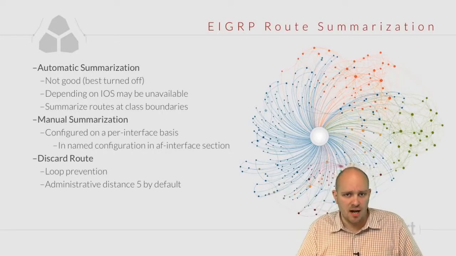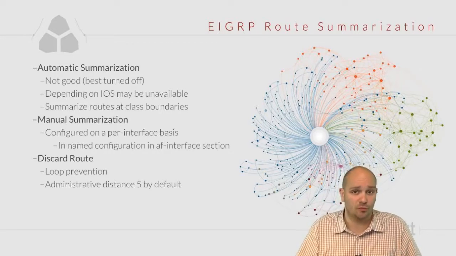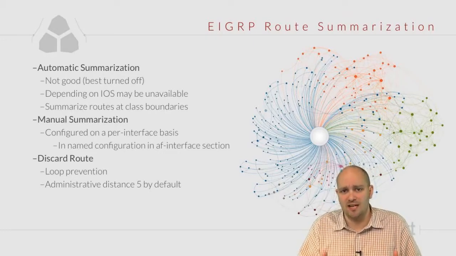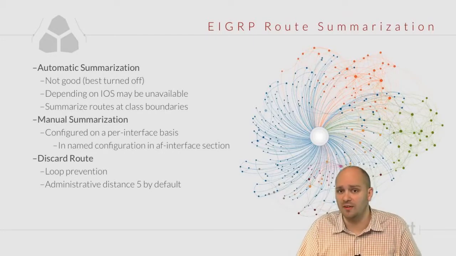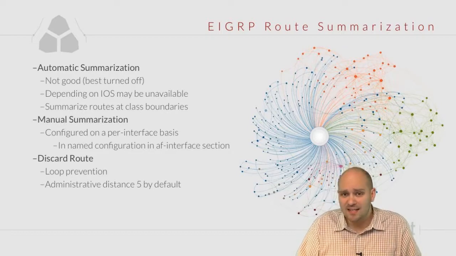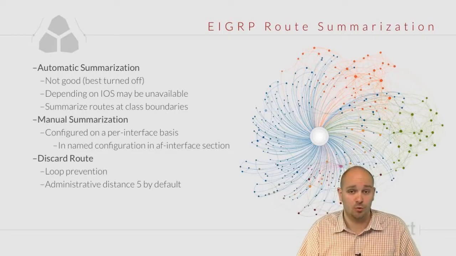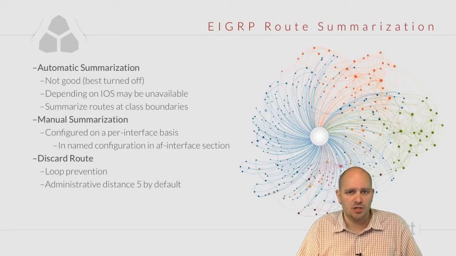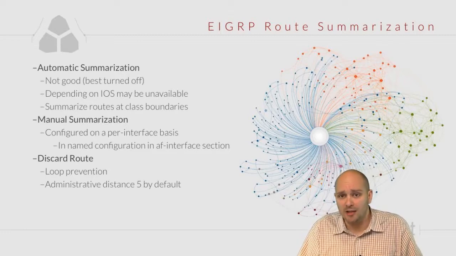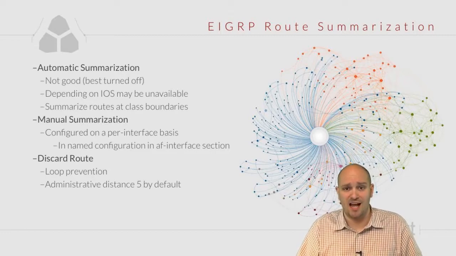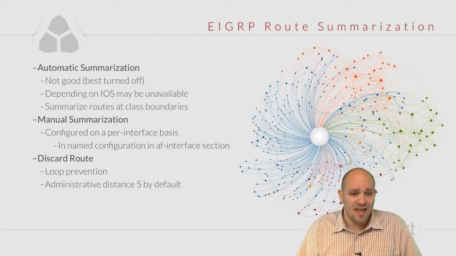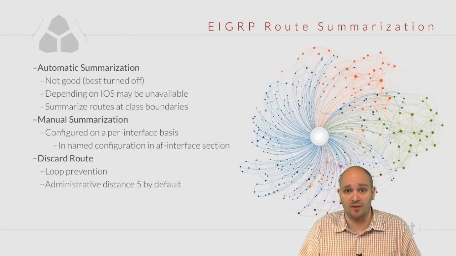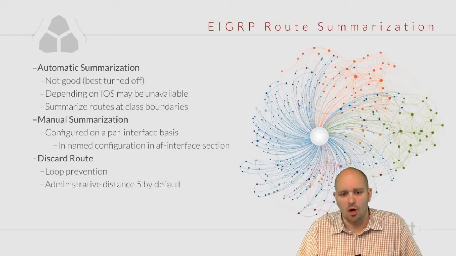If you are using the numbered mode, the summarization will be configured under the interface, and the syntax is very simple: ip summary-address eigrp, the AS number, and the prefix that you want to summarize. In case you are using the named mode for configuring EIGRP, the summarization will need to be configured under the EIGRP process, under the address family, and there under the af-interface configuration for the interface that you want to summarize on.